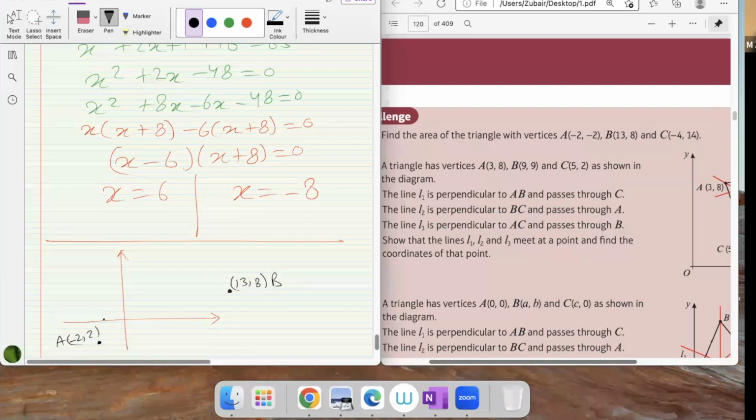X minus 4 and y 18. So we come on the left hand side and y 14: minus 4 comma 14. This is C.